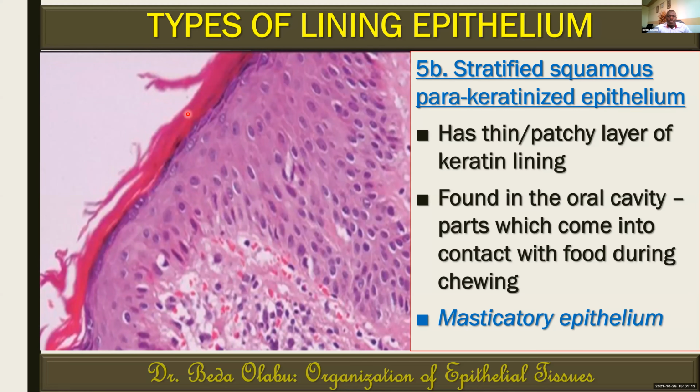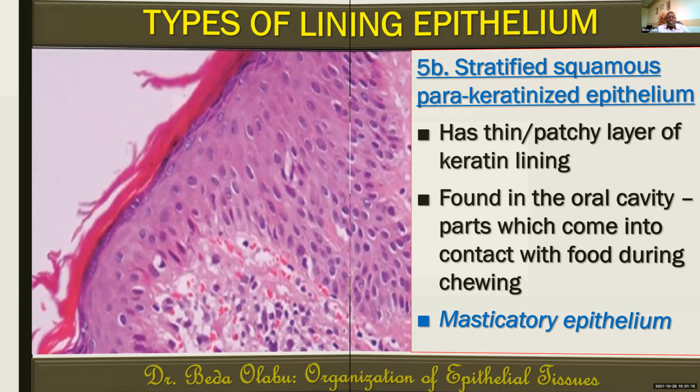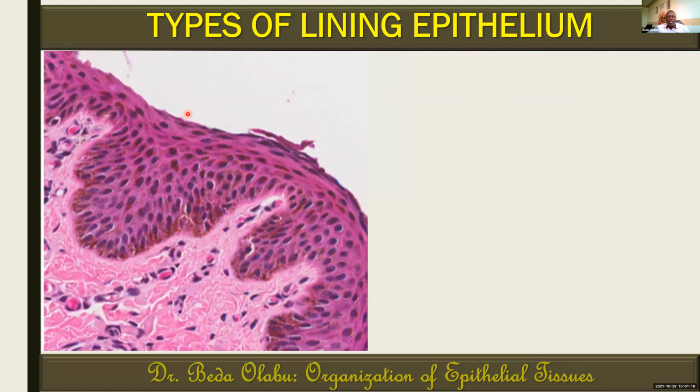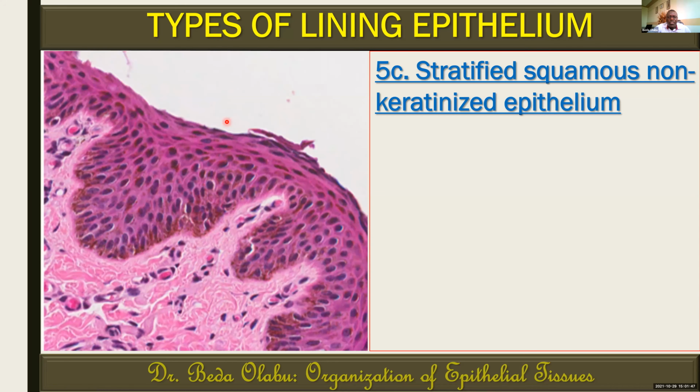Okay. The third subtype of stratified squamous epithelium would look like this. What do we see? We see epithelium that is stratified, and so we're okay there. And that the apical cells are flattened, squamous, so we're okay there. And we don't see any keratin lining on top of that. This is stratified squamous, non-keratinized epithelium.